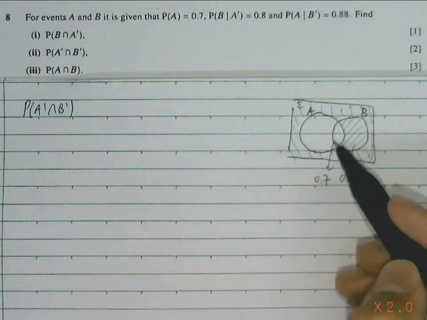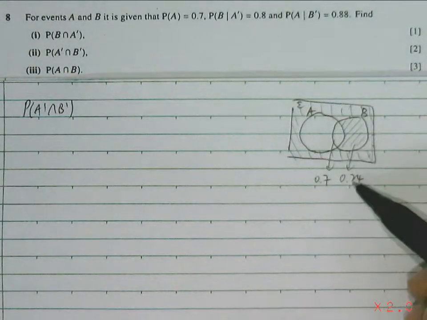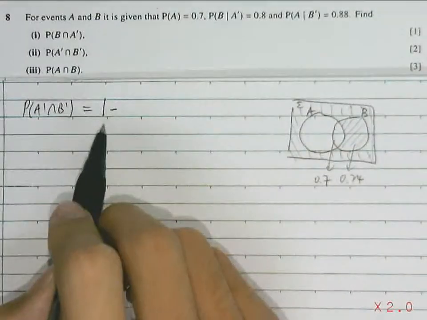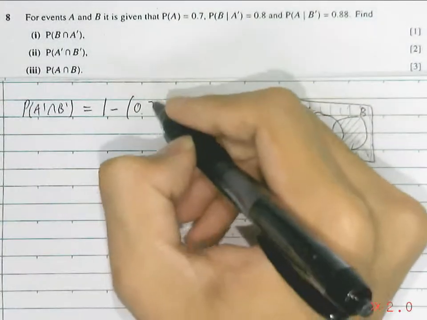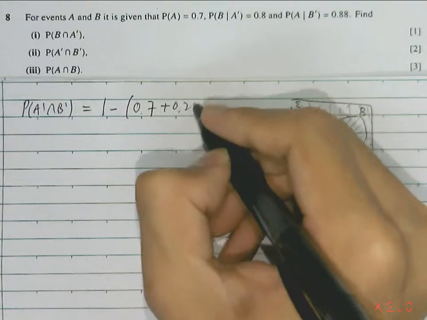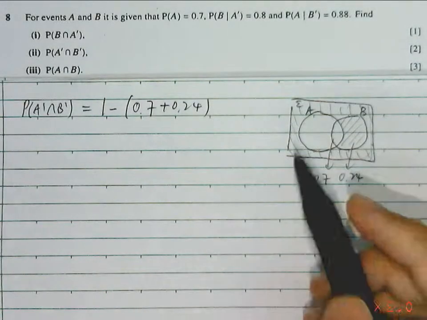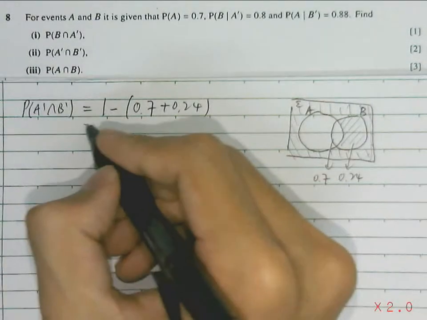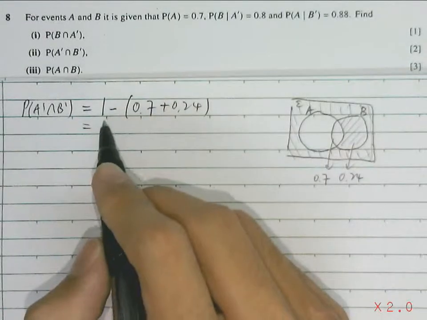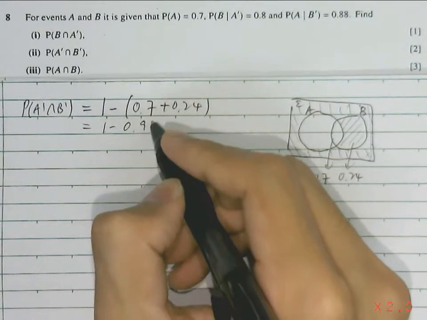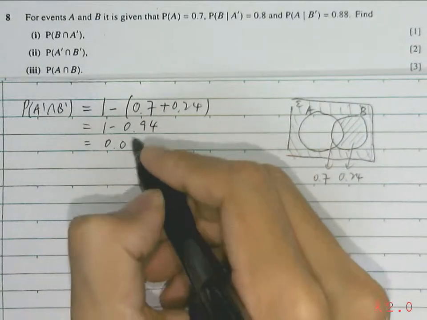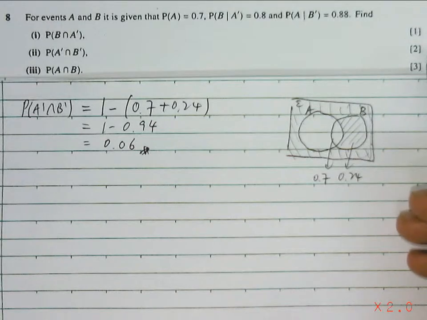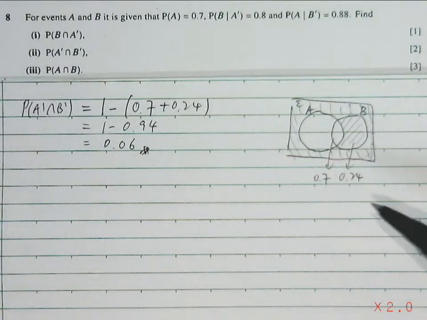Since we know the entire A is 0.7 and this portion of B is 0.24, then the remaining part will just be all the probability, which is 1, subtracting off 0.7 plus 0.24. So 0.7 plus 0.24 will be the probability of A union B. So we subtract that off and we will be left with our answer. So we will be taking 1 subtracting off 0.94, which will equal 0.06. Alright, so this will be an easy 2 marks if you understand the concept well.